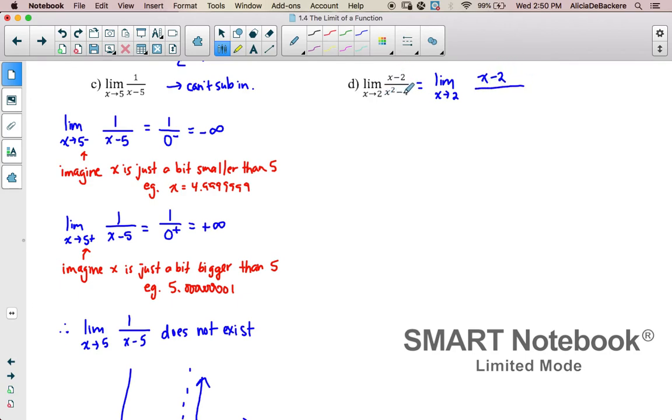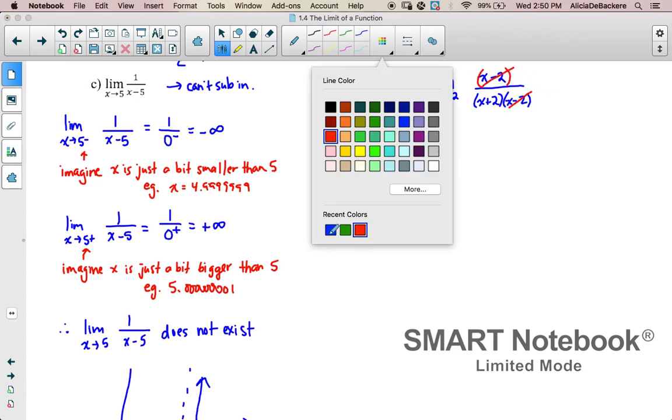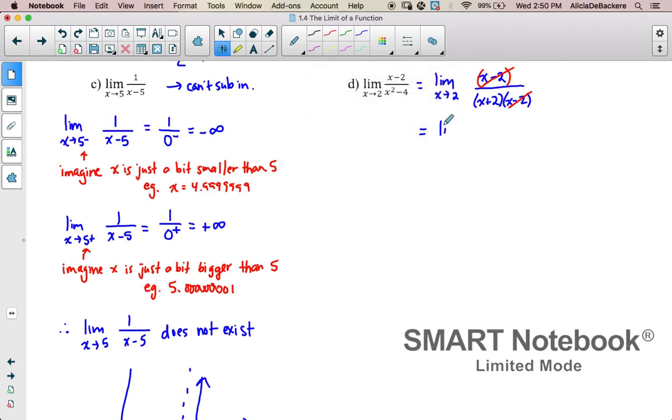So the denominator, I notice, is a difference of squares. So I can write x plus 2, x minus 2, or you can write the brackets in opposite order if you did x minus 2 and then x plus 2. That's fine as well. And now what I notice is that I have a matching bracket in the numerator, or a matching factor, that I can cancel. So now I'm left with 1 over x plus 2. And at this point, I can take the limit.